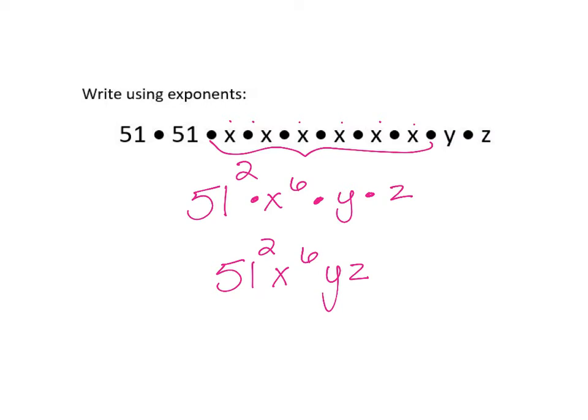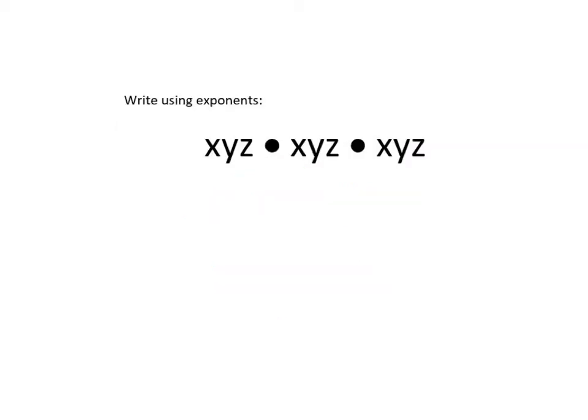One thing I want to talk about is when we have variables, they should be in alpha order. Okay, so they should be in alphabetical order. So let's look at some more of these.